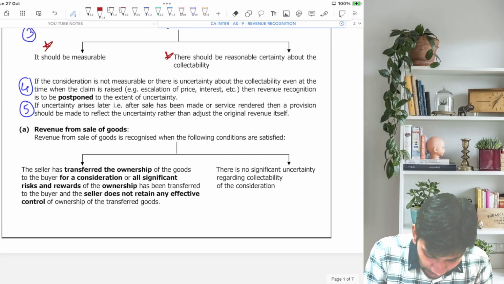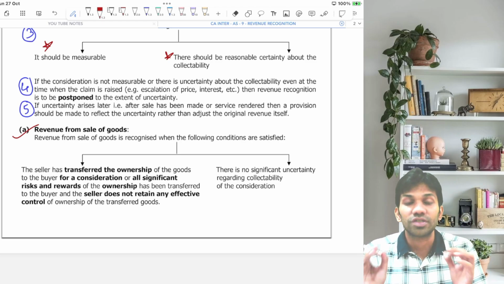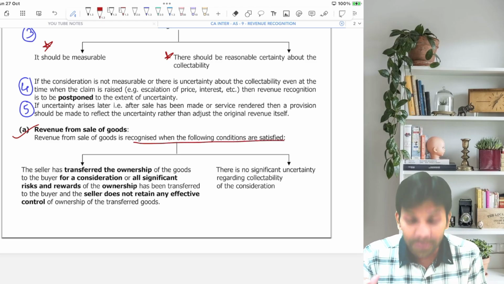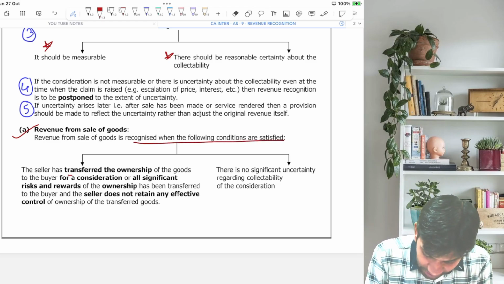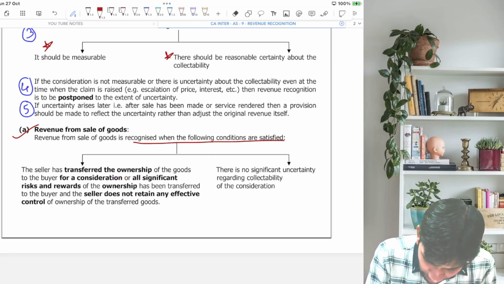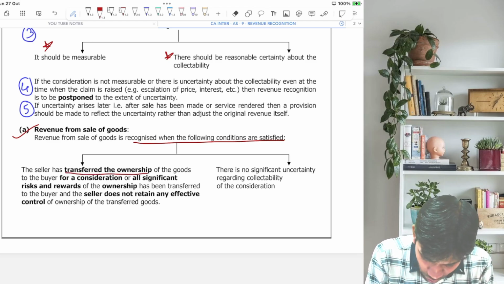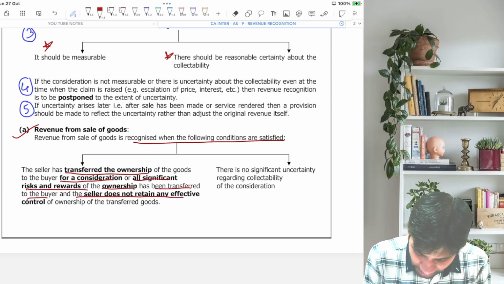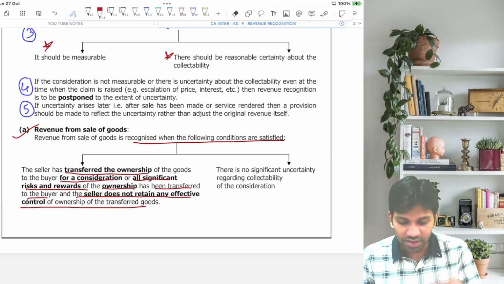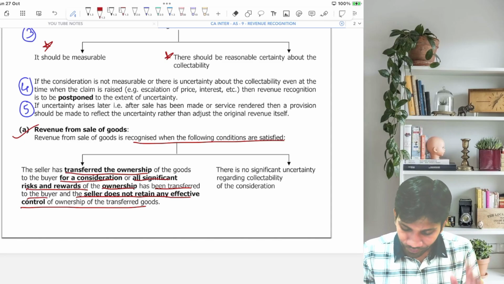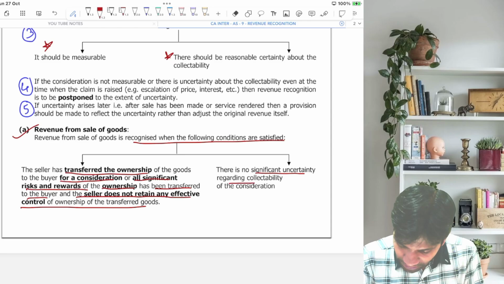Continue. Now, revenue from sale of goods. Now, this is pure Sale of Goods Act, guys. Revenue from sale of goods is recognized only when the following conditions are satisfied. The seller has transferred the ownership. See, the bold letters I have already written in bold, so please try to remember. The seller has transferred the ownership of the goods to the buyer for a consideration, and all significant risk and rewards of the ownership have been transferred to the buyer, and the seller does not retain any effective control of the ownership of the transferred goods. Pure Sale of Goods Act definition put in here.